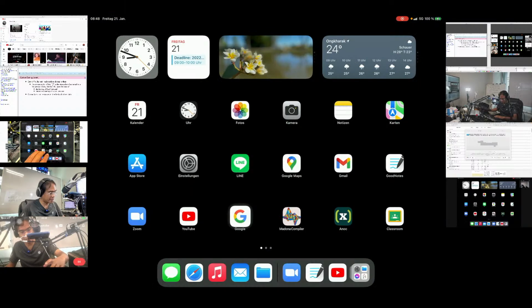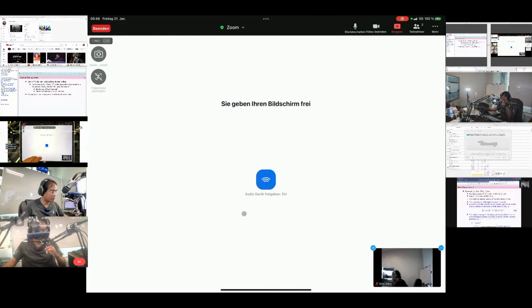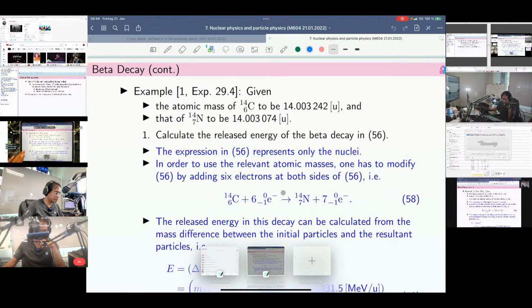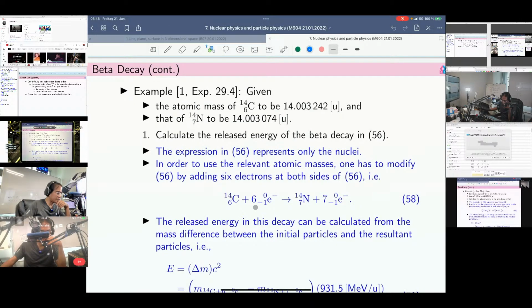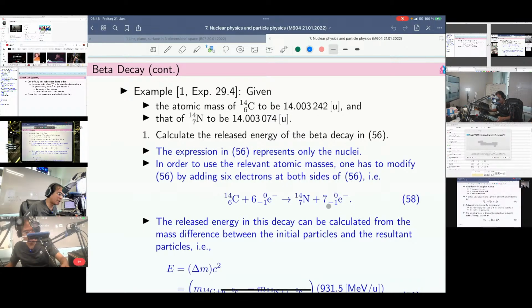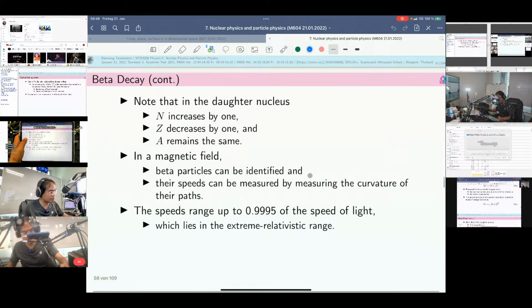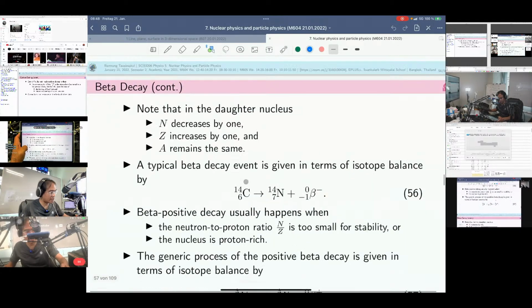Okay, we will consider the complete version of the whole atom, right? Because the value they have provided here is the atomic mass, the mass of the whole atom. So it's better if we add 6 electrons to this, and we add 6 electrons to the right hand side, and we have one more electron that is the emission in the topic of beta decay, right? This one, okay, beta minus process.